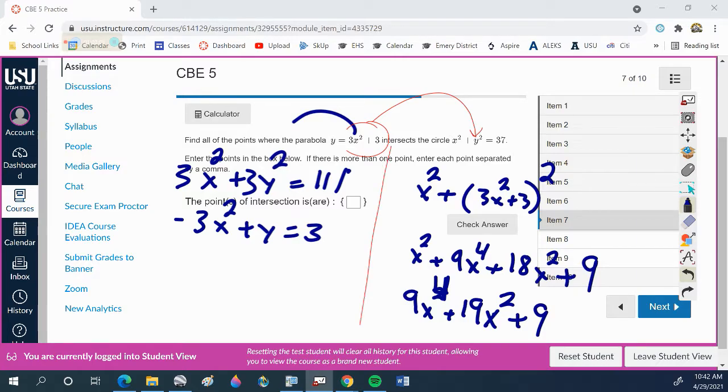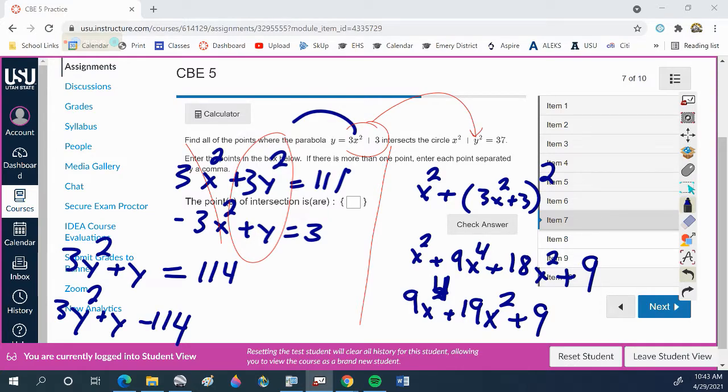Okay, so on the left side, x's cancel. 4y equals 114. Oh, tell me I messed up somewhere. Oh, it's y squared. Thank you. Okay, so those don't add together. 3y squared plus y equals 114. That makes me much more happy. Okay, so 3y squared plus y minus 114.